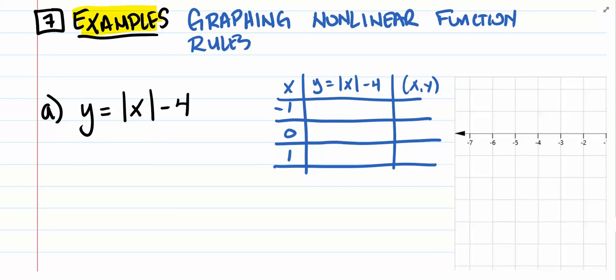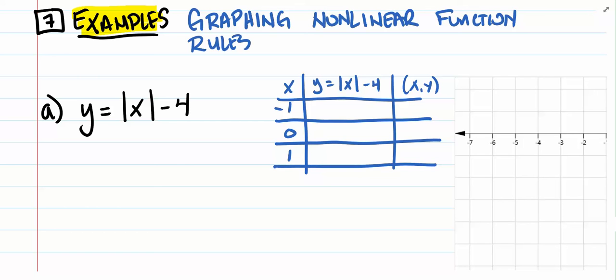Box number 7 is graphing non-linear function rules. Sometimes the graphs that we're going to create are not going to be lines. They're going to be something else. So we want to be able to look at those and recognize those as well. Part A says y is the absolute value of x minus 4. So we'll do the same approach. We'll take a couple of test points, plug them in, and get some coordinates that we can plot on the graph.